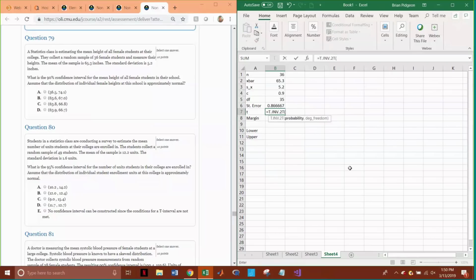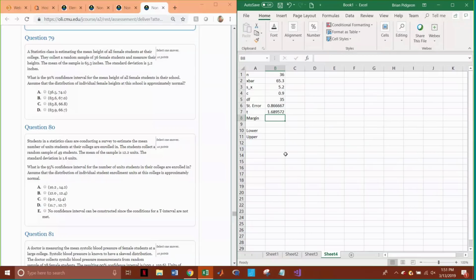It's going to be 1 minus the confidence level, so 1 minus 0.9, and then the degrees of freedom, which is your sample size minus 1. So I'm just clicking: 1 minus our confidence level, comma, the degrees of freedom. And in this particular case, our t-value is 1.6895.